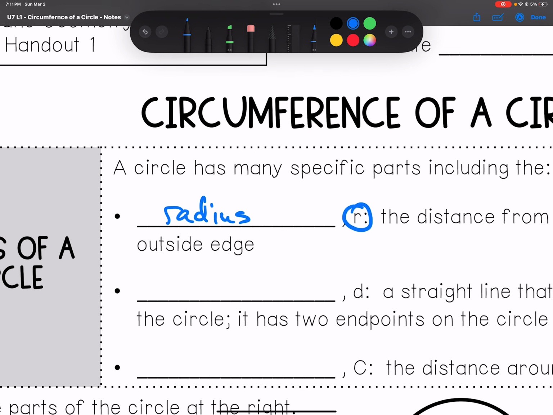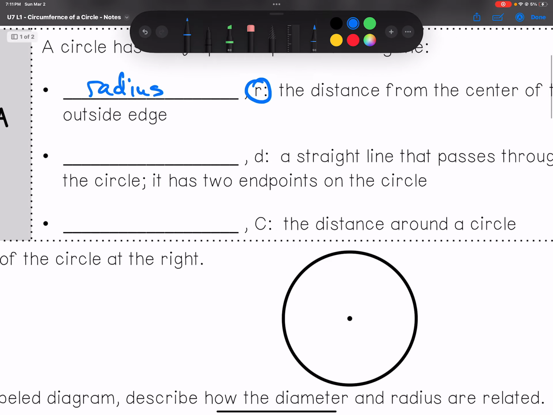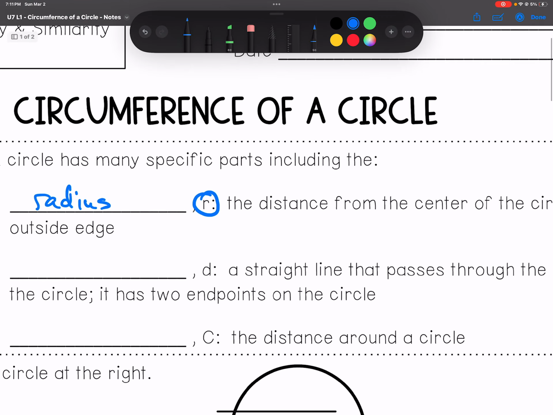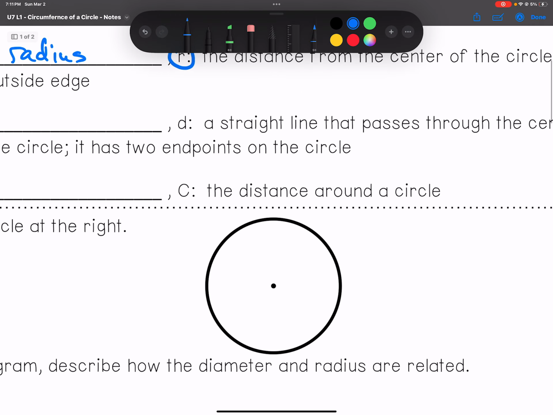It is the distance from the center of the circle to the outside edge, and I'll show you that in just a second. Let's go ahead and show you that right now. The radius is the distance from the center, so they've already got a dot right there, to the outside edge. That is the radius. Now, the radius can go at any part there. It doesn't matter. It doesn't have to always look like that right there.